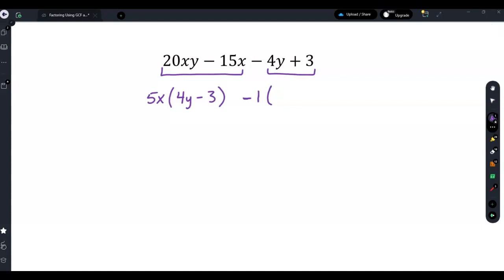So negative 4y divided by negative 1 would be positive 4y. Positive 3 divided by negative 1 would be negative 3. And I've done it correctly because I've got the same thing, 4y minus 3, in each of those 2 parentheses. When I factor that out, that leaves me with 5x minus 1.